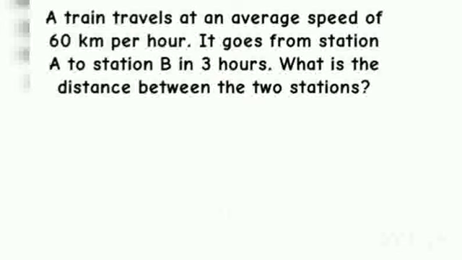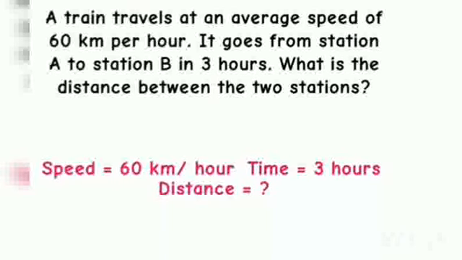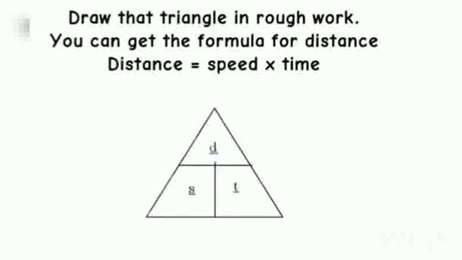Let's solve one numerical. A train travels at an average speed of 60 km per hour. It goes from station A to station B in 3 hours. What is the distance between the two stations? Speed is 60 km given and time is 3 hours. It is also given. Distance we need to find. What can be the formula? Distance is equal to speed into time. Is it?